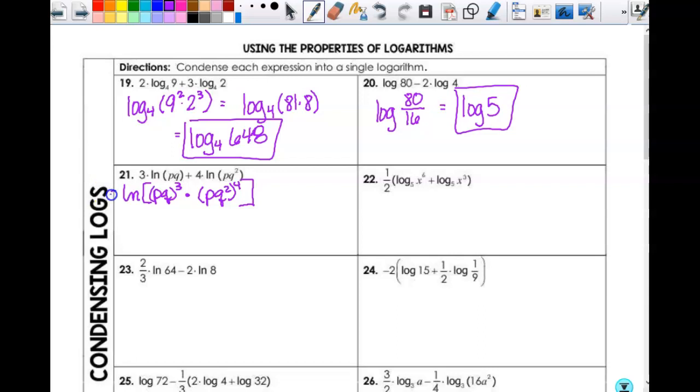So this becomes the natural log of p cubed times q cubed times p to the 4th times q to the 8th. And then I can combine those. So I get the natural log of p to the 7th times q to the 11th.